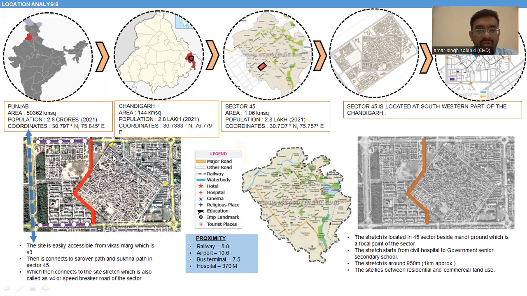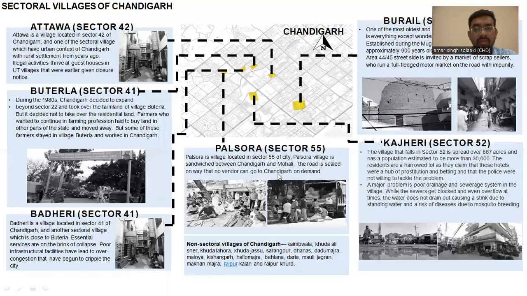The moment you glance at this image, you can see the density of this village in contrast with the surrounding urban sectors of 45. Apart from Burail, there are many other villages. There were around 60 villages which were rehabilitated. Some of them were shifted to other cities, and most of the villages have been inherited.